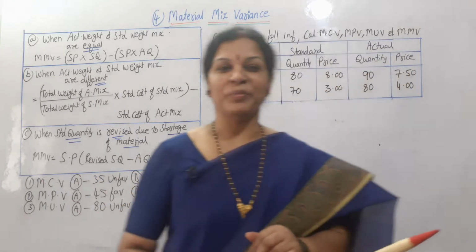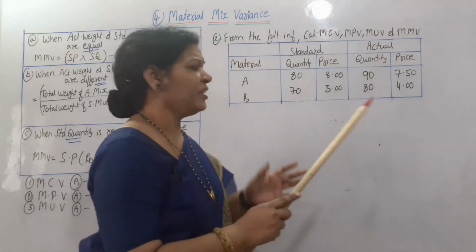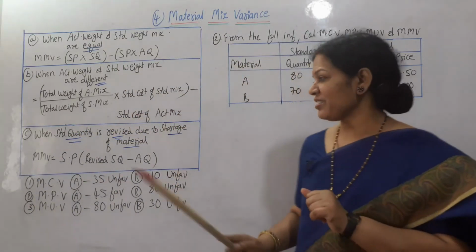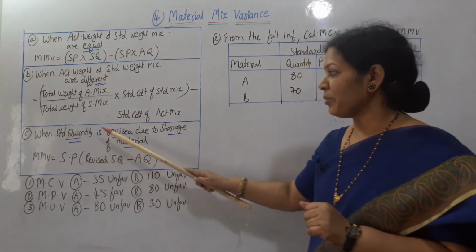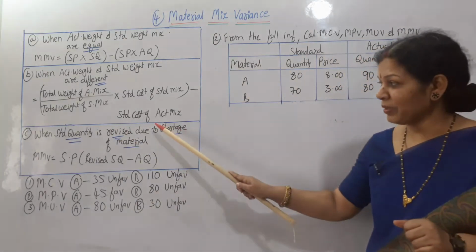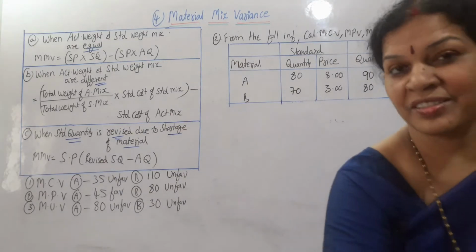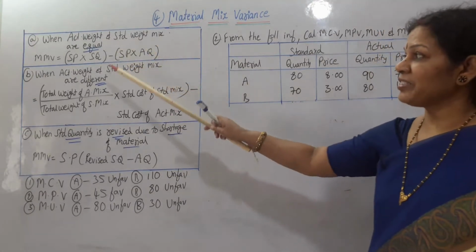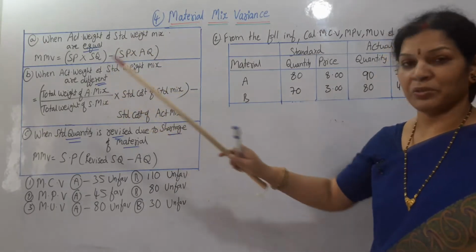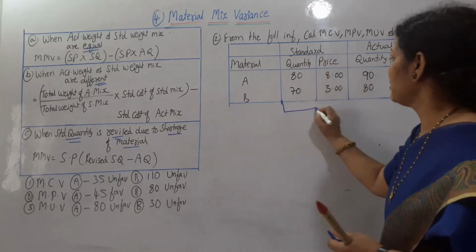Now coming to the material mix variance. So this is the problem, same as the previous problem. The thing is whether anything is revised, like here when standard quantity is revised due to shortage of material. Nothing is revised here, so that is ruled out. Now what else? We'll see the actual weight and standard weight. If both are equal, we'll use the first formula. If both are different, we'll use the second formula.